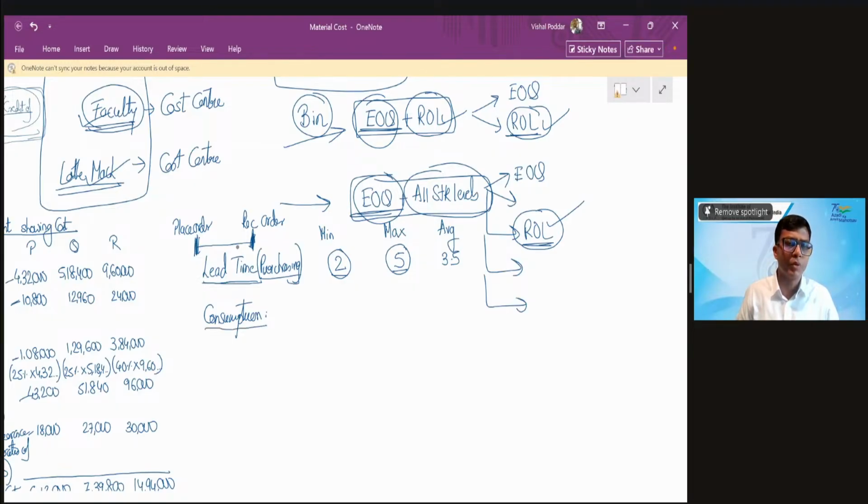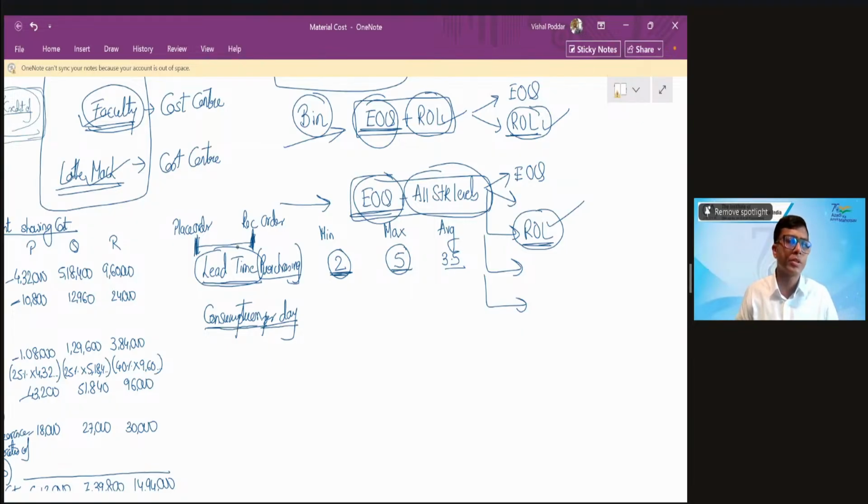Then comes consumption. Consumption, we all know, is how much material is used in production. Now, if your lead time is given in days, 2 days, 5 days, 3.5 days, then consumption has to be taken per day. If your lead time is given in weeks, so let us say where the material is coming from outside India, generally the lead time is expressed in weeks, that it will take 5 weeks, 4 weeks, 10 weeks. In that case, the consumption has to be taken per week. So depending upon how lead time is given, consumption has to be taken.